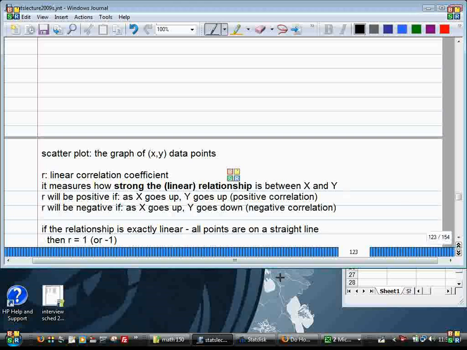When would R be positive 1 as opposed to negative 1? Yeah, because R is going to be positive when it's going up. So if you have a straight line going up, R is going to be positive 1. And then what's the other case? Going down. If you have a straight line, all the dots in a straight line going down, R is negative 1.